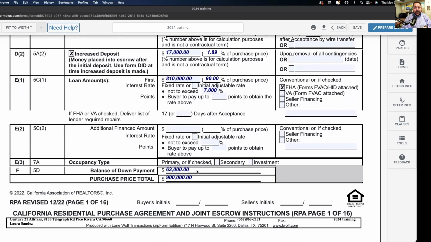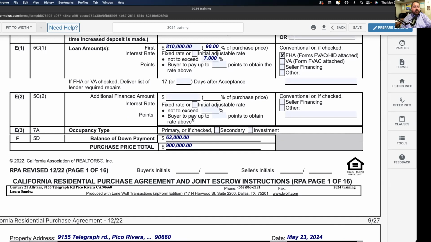Additional financed amount. Right now, there is no second financing. There are no second trust deeds that are the norm. When we're talking about down payment assistance, like the grants that people have talked about before, and any down payment assistance programs that come from CalHFA or anything like that, those don't go in your offer as additional financing. All right, so balance of the down payment. Additional financing, don't worry about that. Nobody's doing second trust deeds right now.